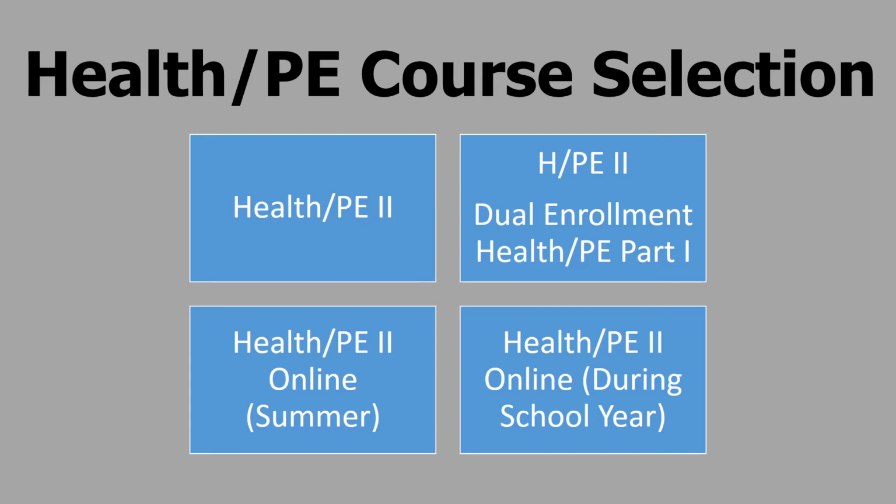Health and PE 2, again, finalizes the requirement for the Advanced Studies diploma. And in this course, students receive the necessary behind-the-wheel training that they need for their driver's license. Students can also take that course online over the summer, registering with vbschools.com. And again, if you choose to take that course, the cost of that course is at the expense of you and your family. Or they can take the Health and PE online during the school year to free up another block during the school day.